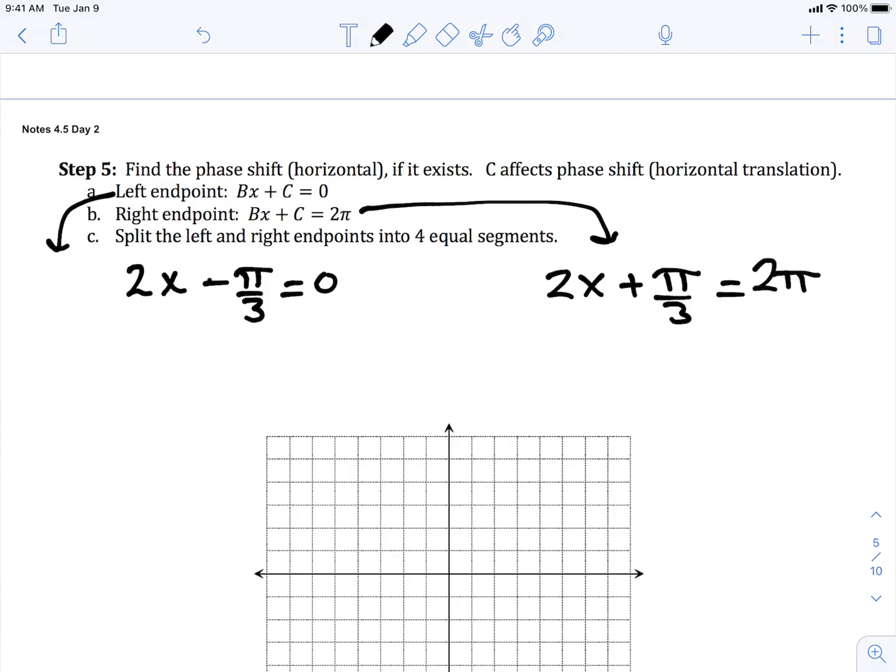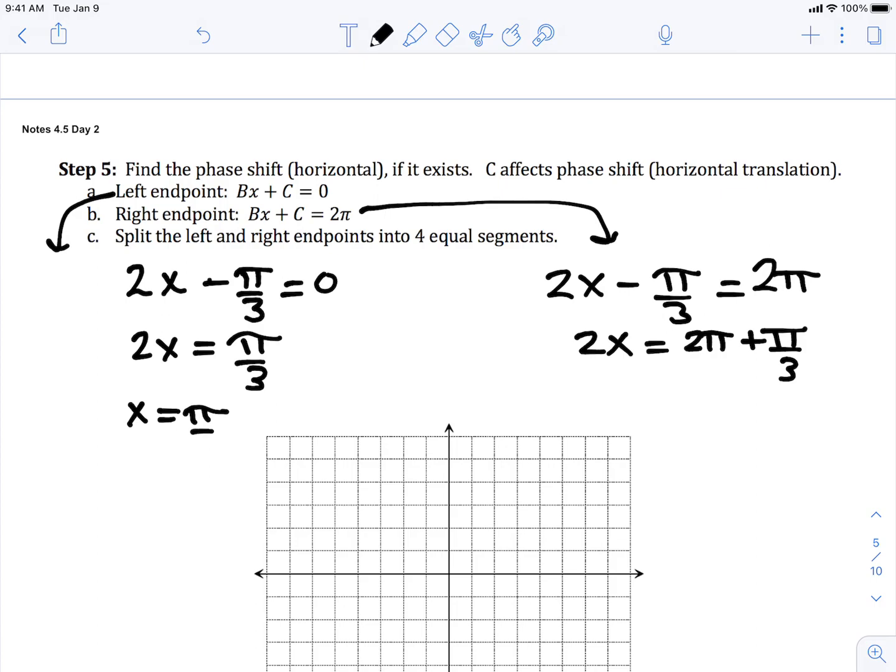And what we do is we solve for x. So we're going to add pi over 3 to both sides. And then multiply by 1/2 or divide both sides by 2 to get rid of the 2 on the left side. So we get x equals pi over 6.